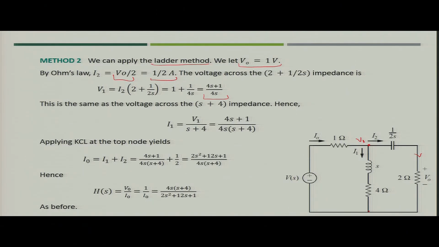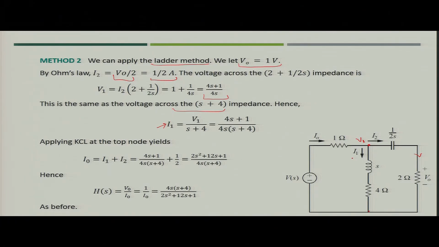Now, this is the same as the voltage across the (s+4) impedance. So, you can find the value of current I1. I1 would be nothing but V1 upon (s+4). V1 we have got as (4s+1) upon 4s, and then we divide again by (s+4) to find the value of I1.